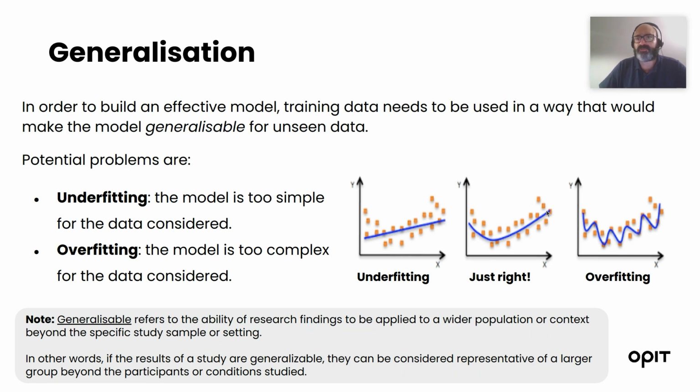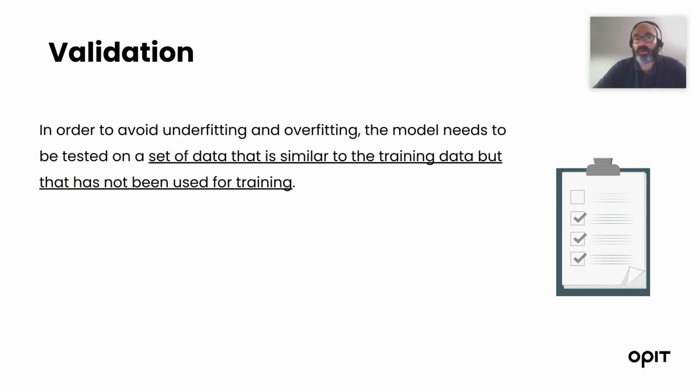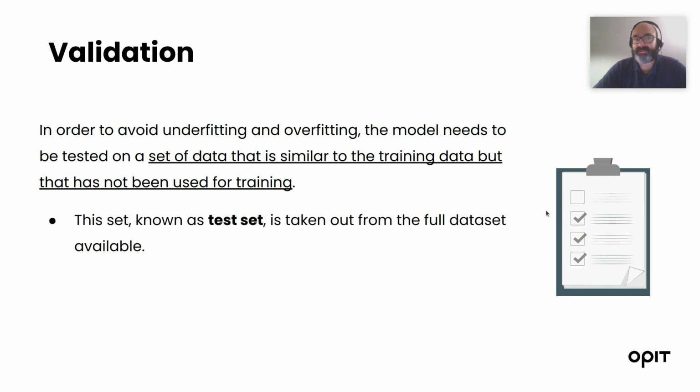But how can we achieve generalization? How can we control that the model is not underfitting or overfitting? We use validation. In order to avoid underfitting and overfitting, the model needs to be tested on a set of data that is similar to the training data, but has not been used for the training. This set, known as the test set, is taken out from the full dataset available.